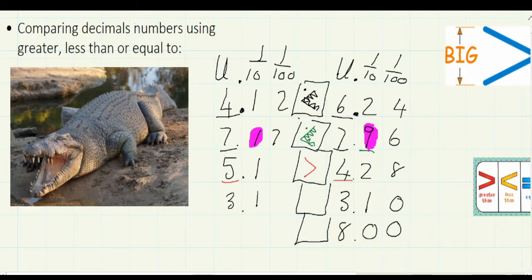Now put that into practice again in the next calculation. We've got 3.1 and we have 3.10. Now, I don't feel like we need to use the strategy that much here because we have the same number in the units and the same number value in the tenths. So now we have a bit of a problem because I don't have any value in the hundredths and I've got a 0 in the hundredths here.